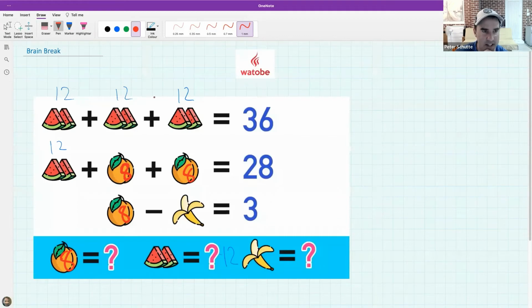And then the last thing is a banana, and the banana is going to be 8 minus banana is 3, so it's going to be 5. Okay, guys, so your answers are a peach is 8, 2 watermelons are 12, one banana is 5.